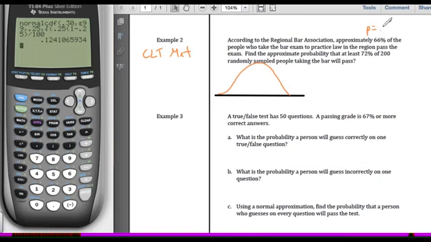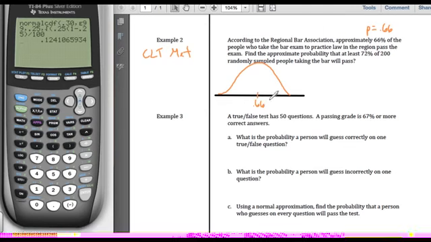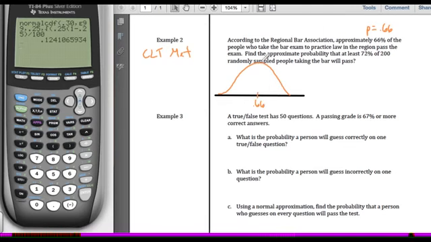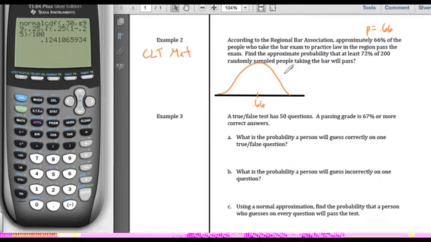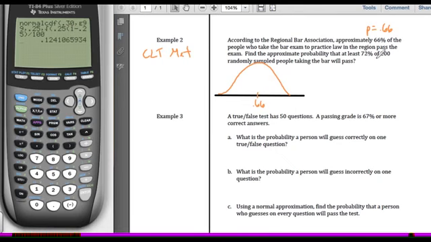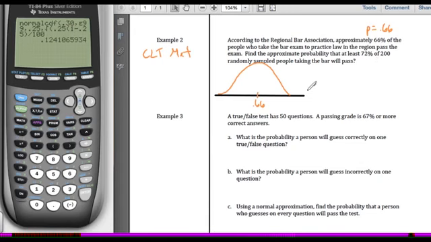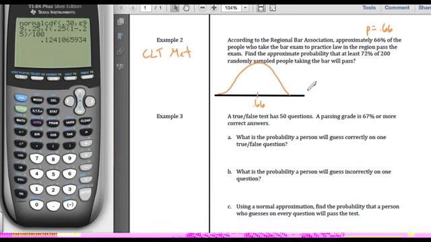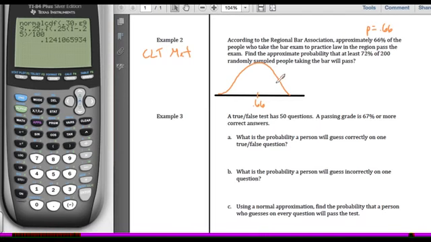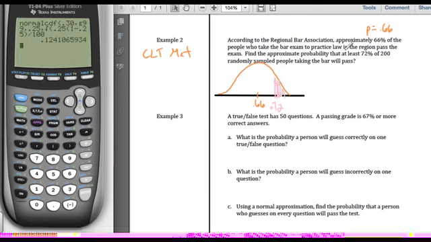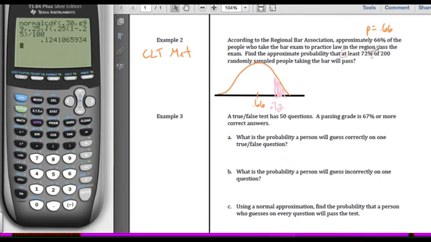My p of 0.66 is what's in the middle. That's what the Regional Bar Association reports. That's our standard. We want to know the probability that we can get 72% or more of 200 randomly sampled people to pass the bar. So we're looking at this upper region once again. At least 72% means that number and more.